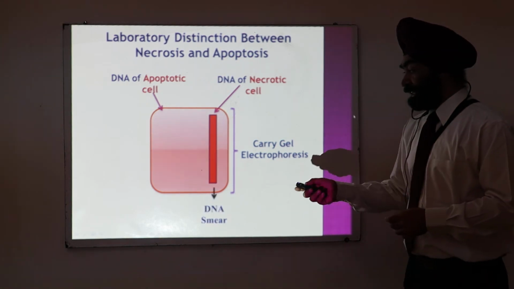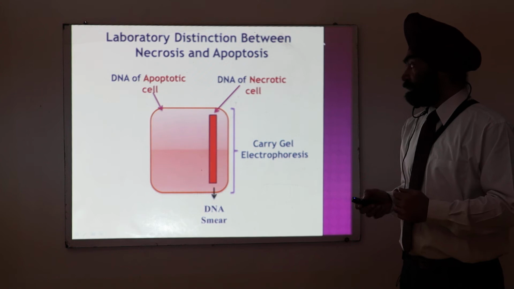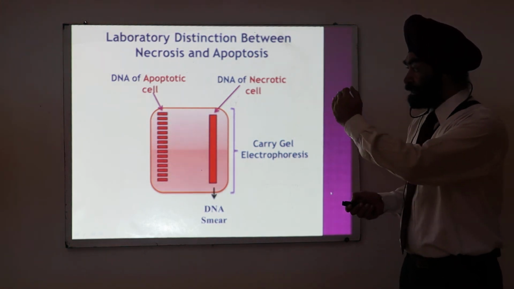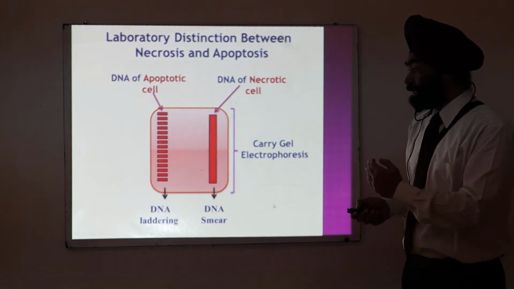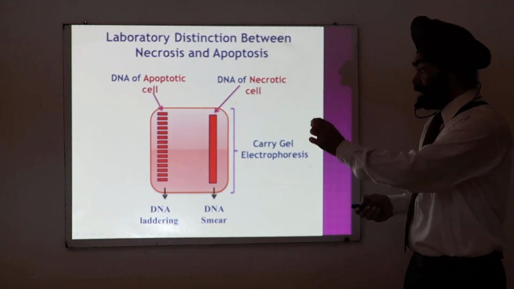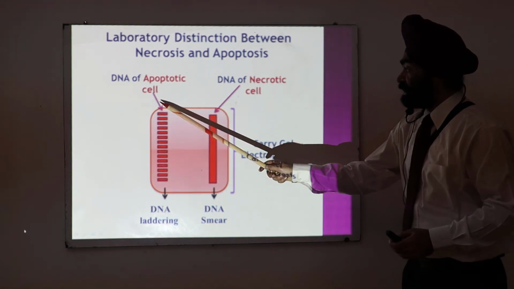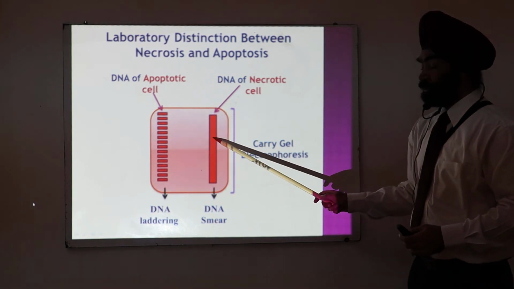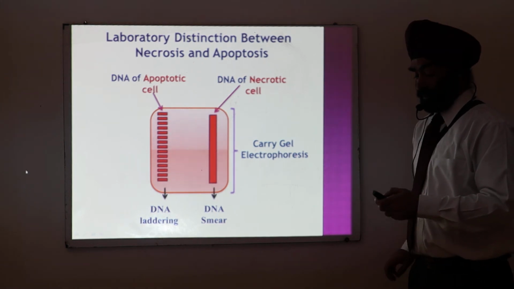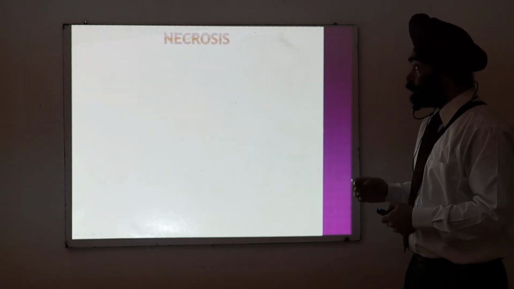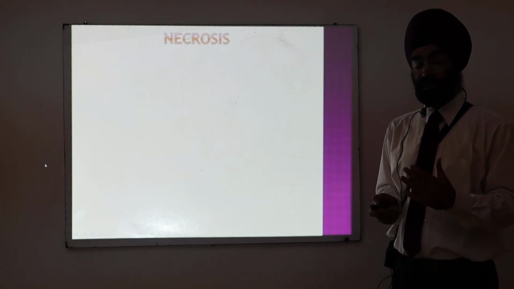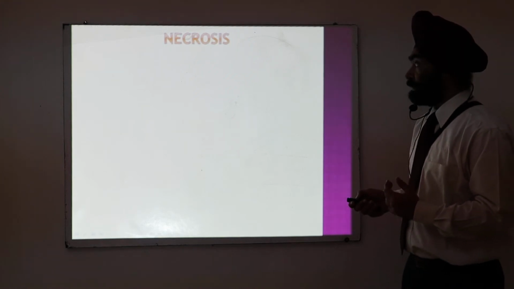This pattern is called a DNA smear, and it is a feature of necrosis. But see what happens in the apoptotic cell. In the apoptotic cell, there is no smear. These kinds of ladders are produced. This is called DNA laddering. So all the DNA is not in one smear, but one DNA fragment is separated from another. This is a typical feature of apoptotic cell death, and the smear is a feature of a necrotic cell. This is one way to distinguish the kind of cell death. In this lecture, I will elaborate more on necrosis, not on apoptosis. I will discuss apoptosis in subsequent lectures.